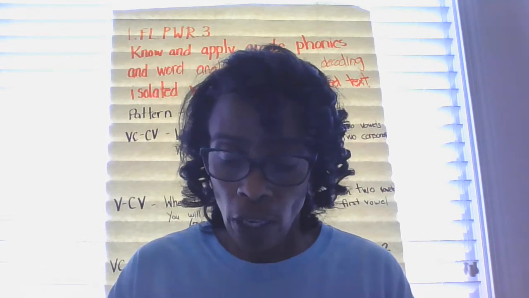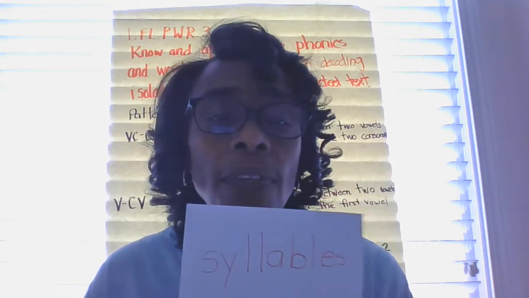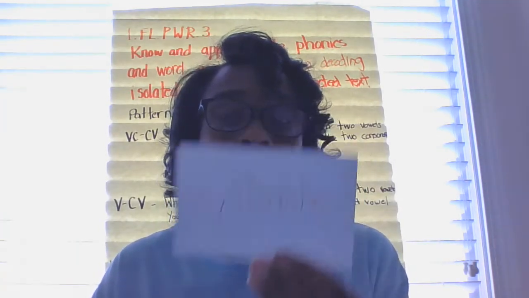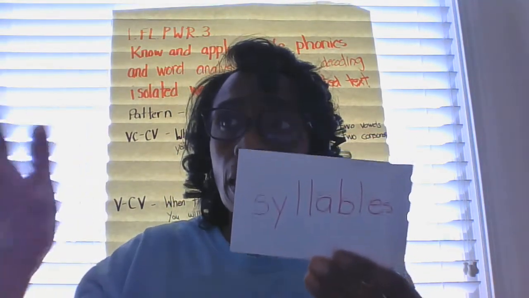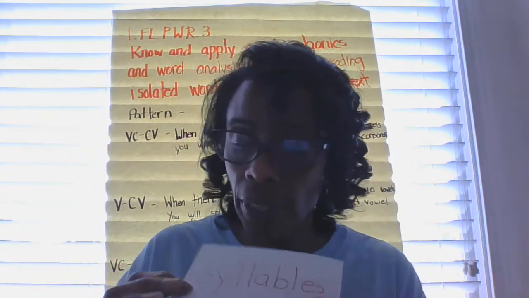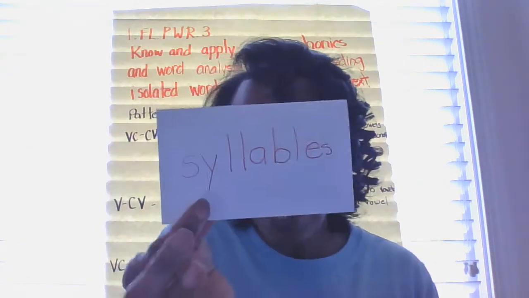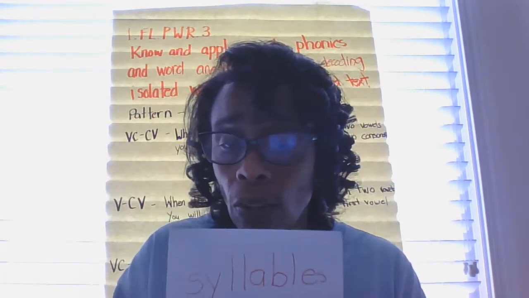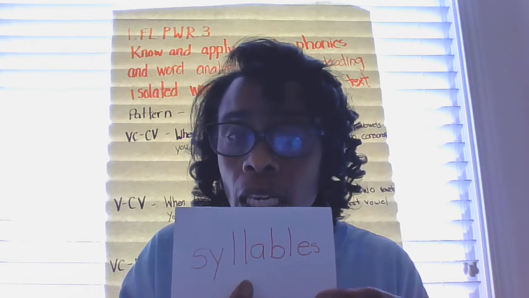The phonemes are separated. Right here, we have the word syllable. Just giving you a little example. The Y acts like a vowel right here because it's going syllable.